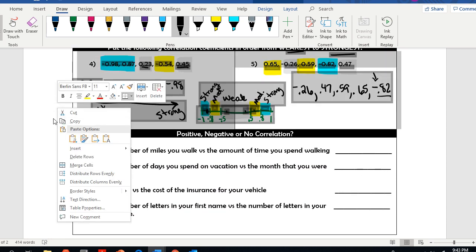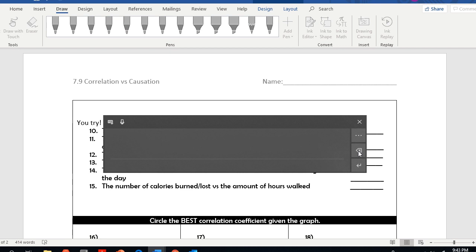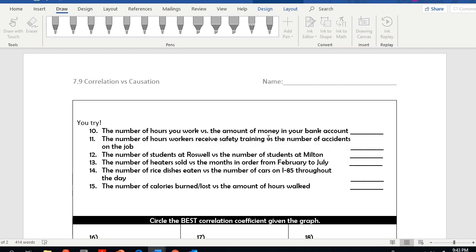Okay, the number of miles you walk, and I did not mean to click that. The number of miles you walk, well, this thing is just having a heart attack. Versus the amount of money in your bank account. Then hours you walk, hours you work.